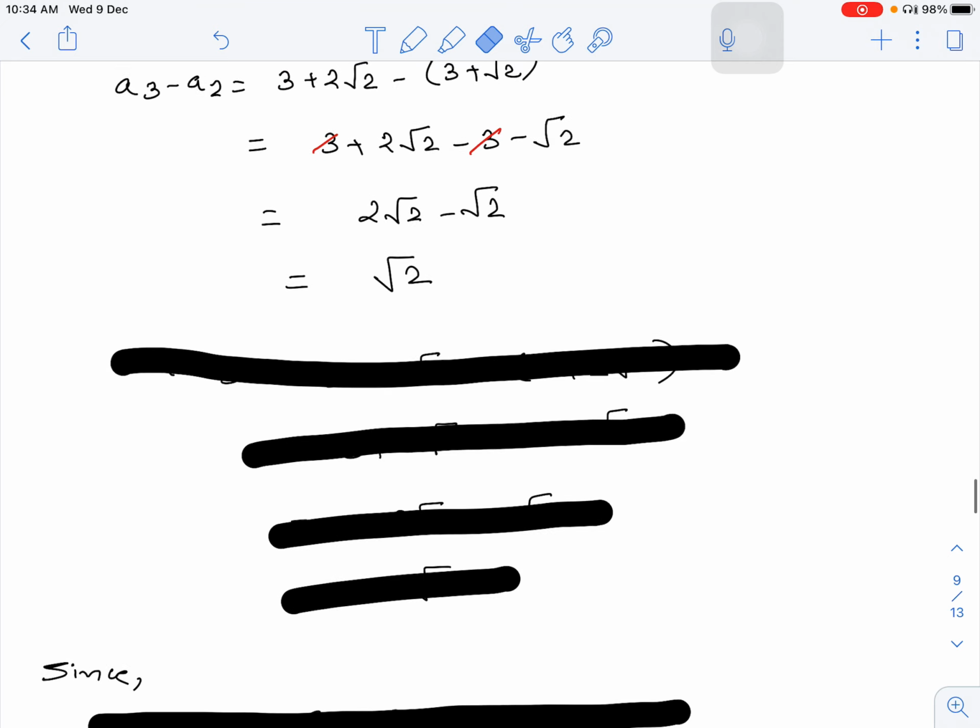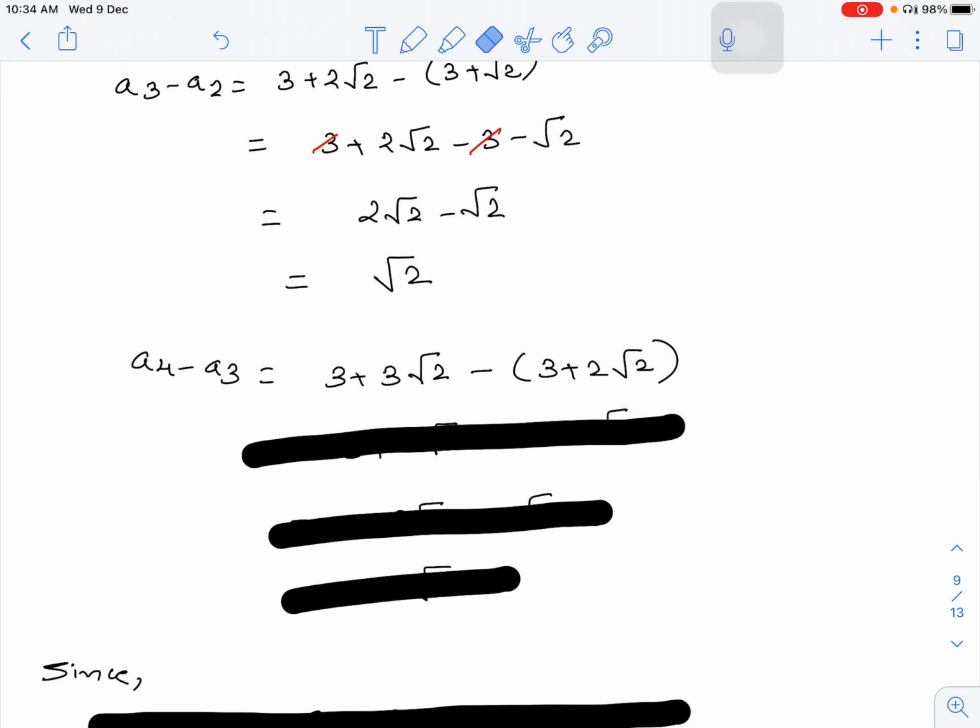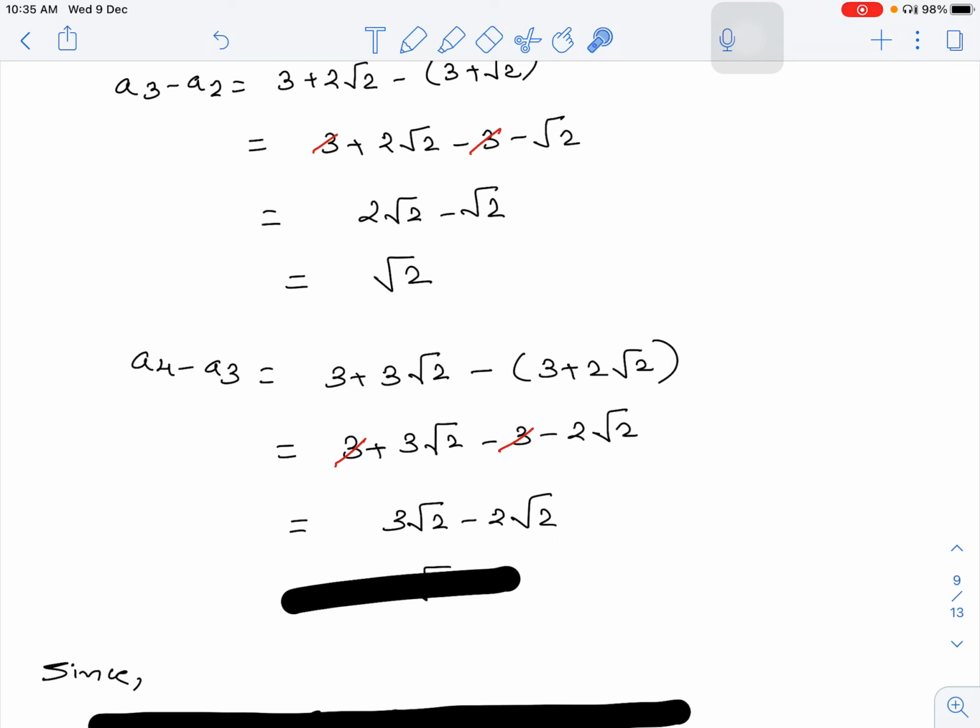Now in the next step, we want to find the third difference, that is A4 minus A3. Now the value of A4 is 3 plus 3 root 2, minus A3, which is 3 plus 2 root 2. Again after opening the brackets the signs will be changed. So we get 3 plus 3 root 2 minus 3 minus 2 root 2. Again this 3 and this 3 will get cancelled. So in the next step you get 3 root 2 minus 2 root 2. So our answer will be root 2.